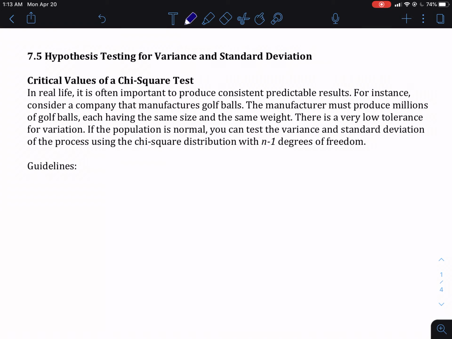Okay, so looking at 7.5, hypothesis testing for variance and standard deviation. Here we're looking at critical values of chi-squared tests. Remember, we looked at chi-squared, which is like our fancy cursive x squared.